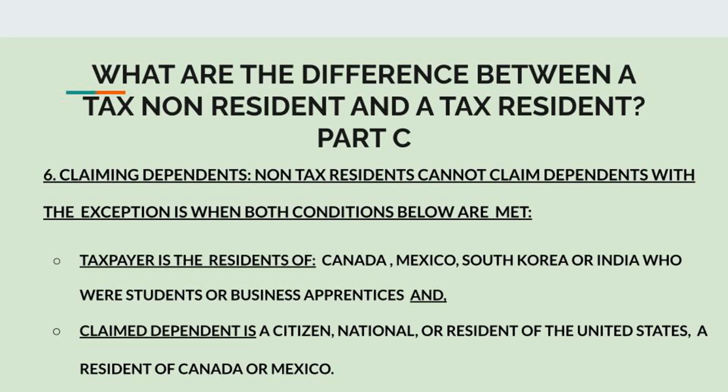There are exceptions to this rule, and essentially there are two criteria that have to be met. Number one, the taxpayer has to be a resident of Canada, Mexico, South Korea, or India who was a student or business apprentice. The other criteria is that the dependent you're claiming on your taxes has to be a citizen, national, or resident of the United States, or a resident of Canada or Mexico.